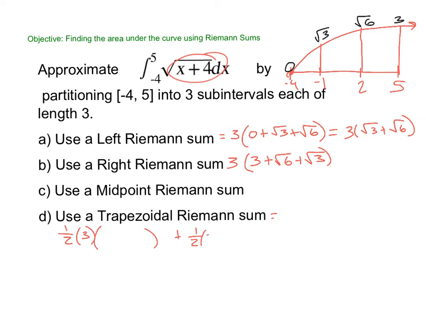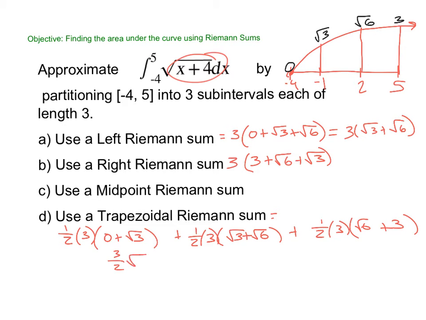And then 1/2, 3. I'm going to do back and forth this time. 1/2, 3. Okay, so I've got 0. The -4 and the -1 gives me 0 and √3. And then √3 and √6. √6 and 3. I don't even know how to do that. 3/2 √3 plus 3/2 √3 plus 3/2 √6 plus 3/2 √6 plus 9/2.